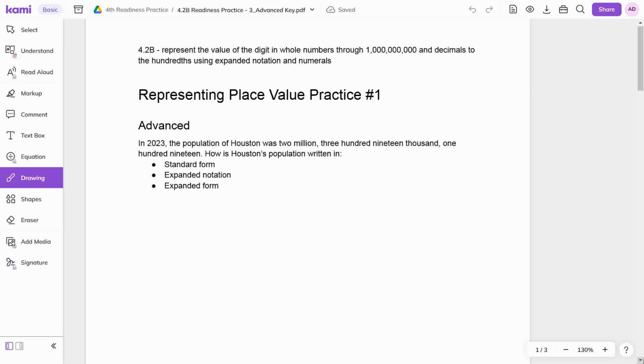Today we are looking at representing place value. This is 4.2b Readiness Practice, the advanced version.